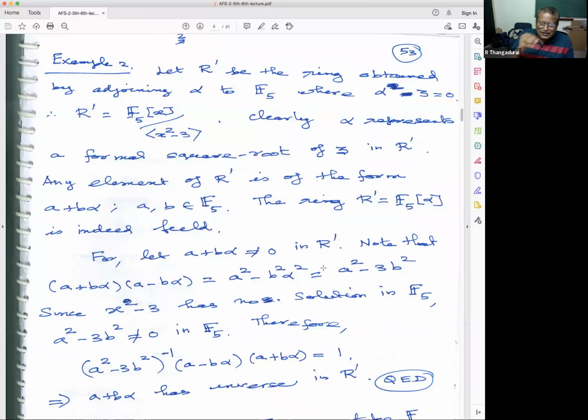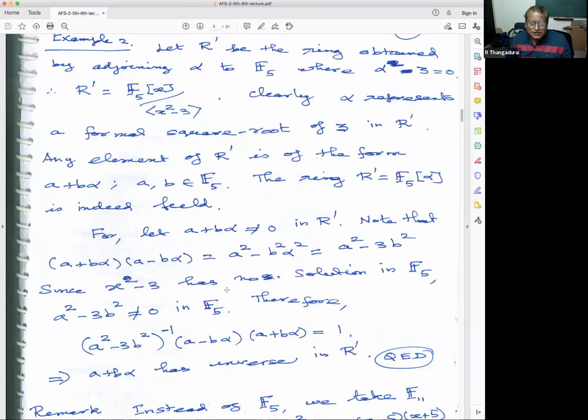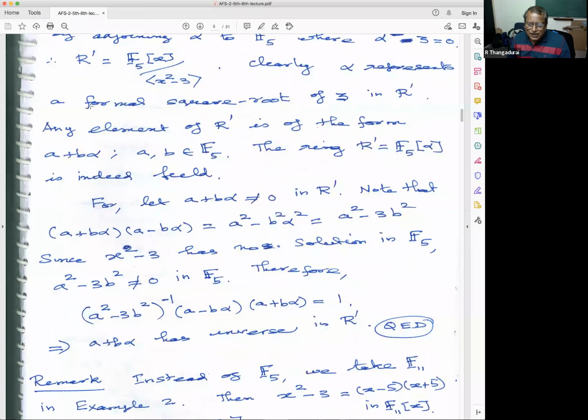Why? Because alpha satisfies alpha square equal to 3. Alpha is an element in that ring R prime. It's not inside F5, but it is inside R prime. So the square root of 3 is represented by alpha, a formal square root. Since the degree of the polynomial relation satisfied by alpha is 2, every element in R prime looks like a plus b alpha only. So here what we got is an adjoining ring.